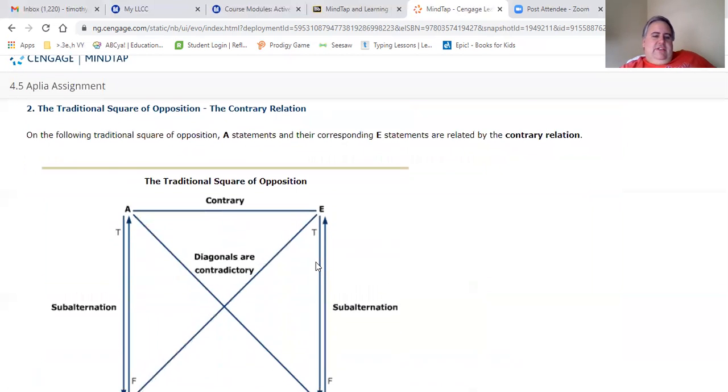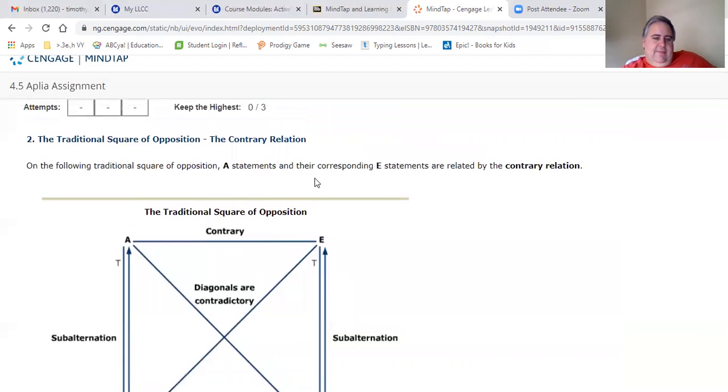The next one, 4.2, is not asking you anything more than to think about the contrary relationship. The contrary relationship is between A and E. A says all A are B. E says no A are B. And we know that both of these cannot be true. We know that they can both be false. We know one of them can be true and one can be false, but we don't know anything else.